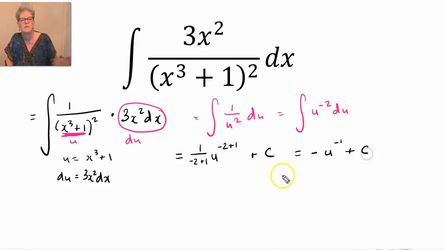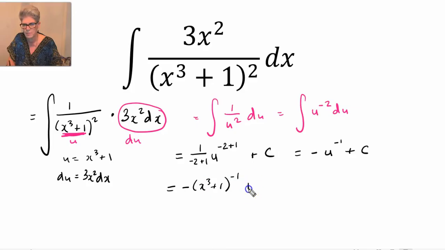And then the last thing we do is we want to write everything with respect to x. So I'm going to have a minus out the front, and then u, which was x cubed plus 1, to the negative first power plus c. This is a correct answer.